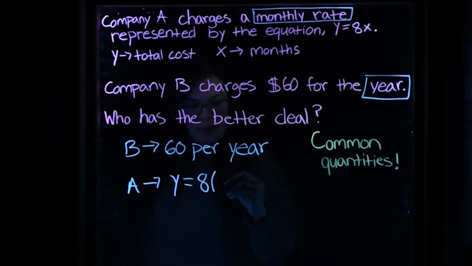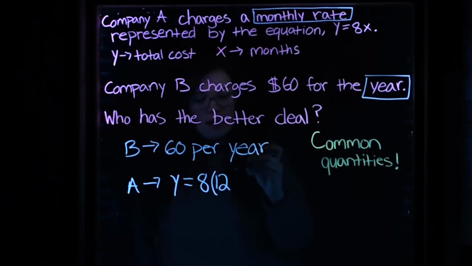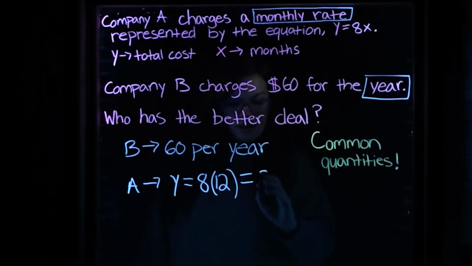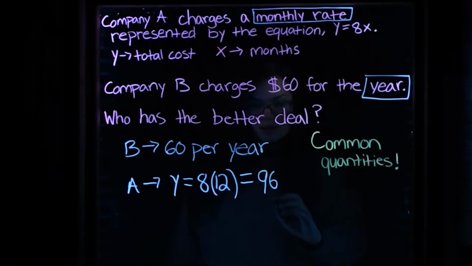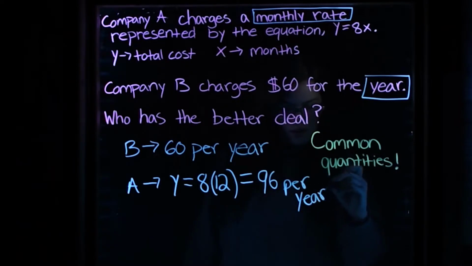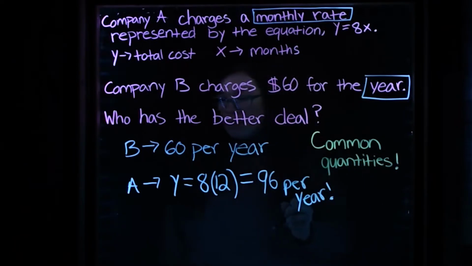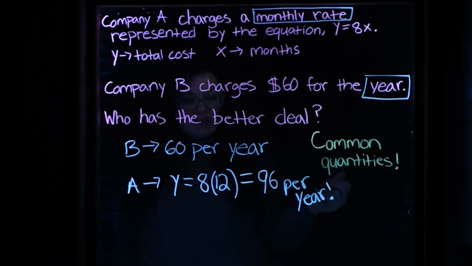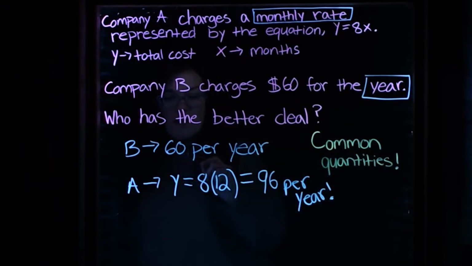I'm going to multiply by 12 because x tells me months. I know there's 12 months in a year. So that's 96 per year. So my better deal will be Company B because it's only $60.